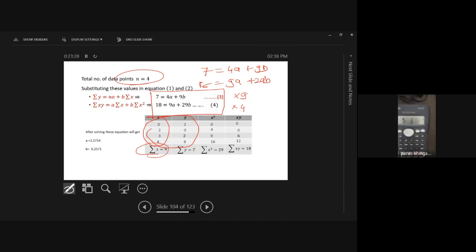Now we require the answer of A. So press 1 and then press equal. So 1.1714 will be the answer. Okay, answer of A. Now for B, press shift 2 again. Okay, and then choose B. So for B choose 2 and then press equal. So it will be 0.2571. You will get the answer.